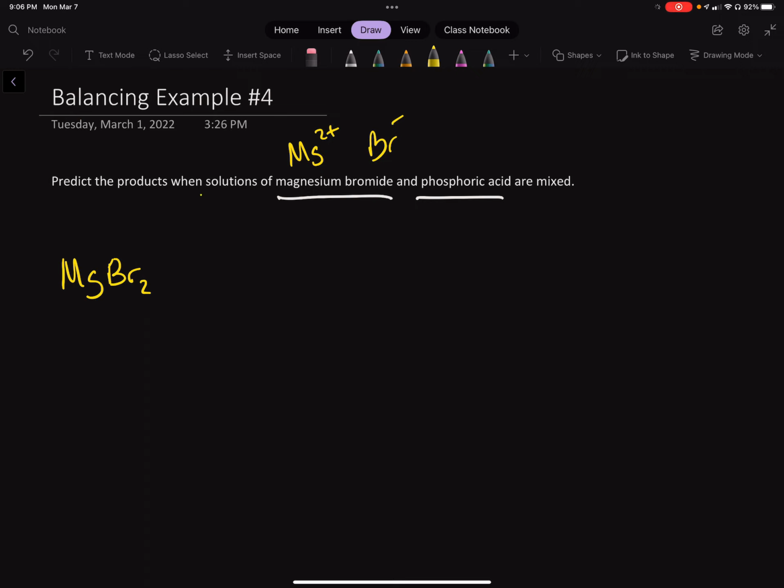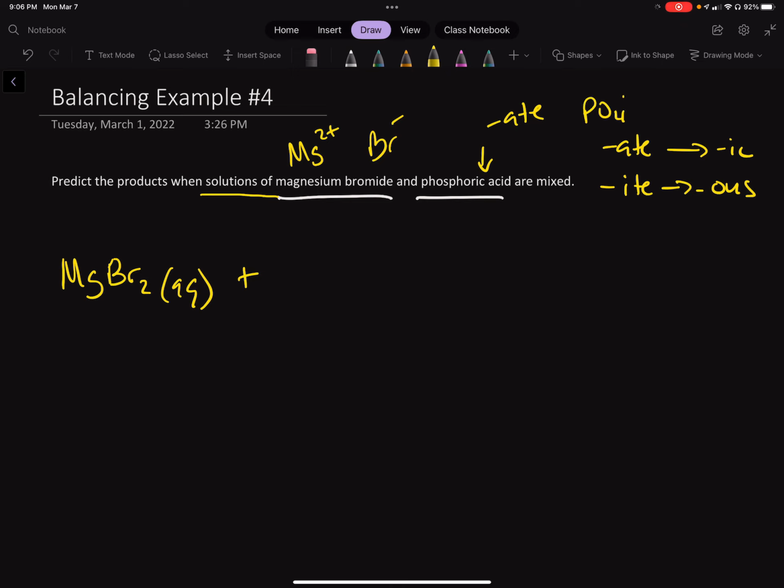And then it says solutions of, so implying that both of these are aqueous, dissolved in water. Then the other compound, it says phosphoric acid. So the ic means that the polyatomic ion that it was derived from ended in ate. So ate turns into ic, and ite turns into ous, like nitrite becomes nitrous acid. So anyway, phosphoric means it must be talking about phosphate, and phosphate is PO4 3-. So that is something you do need to memorize.